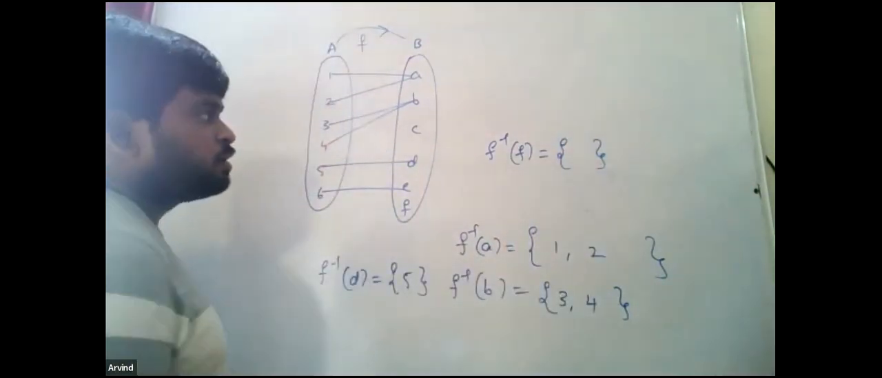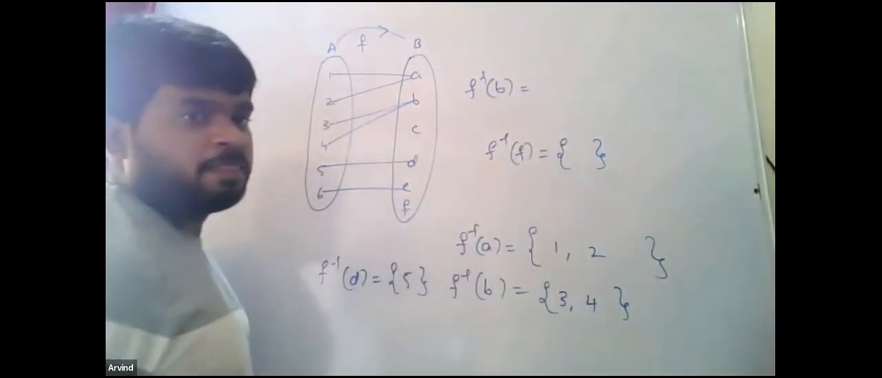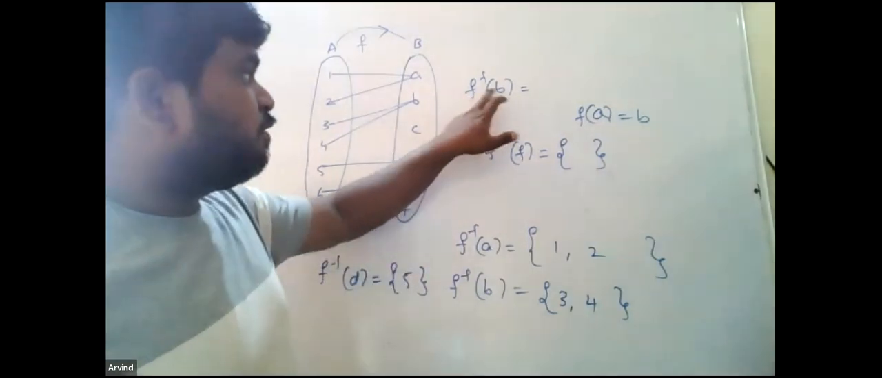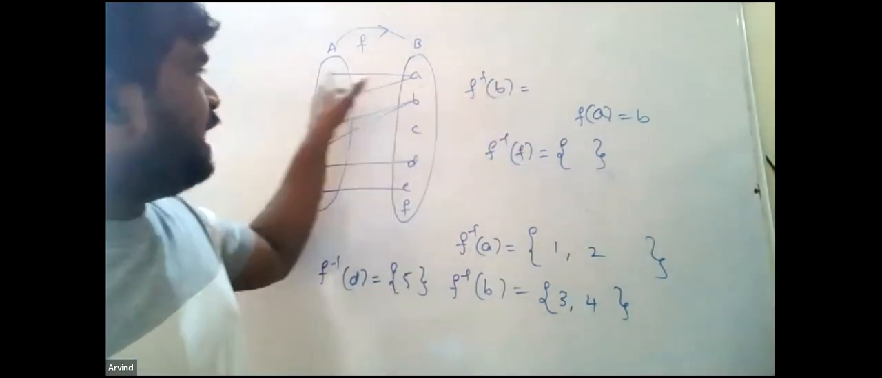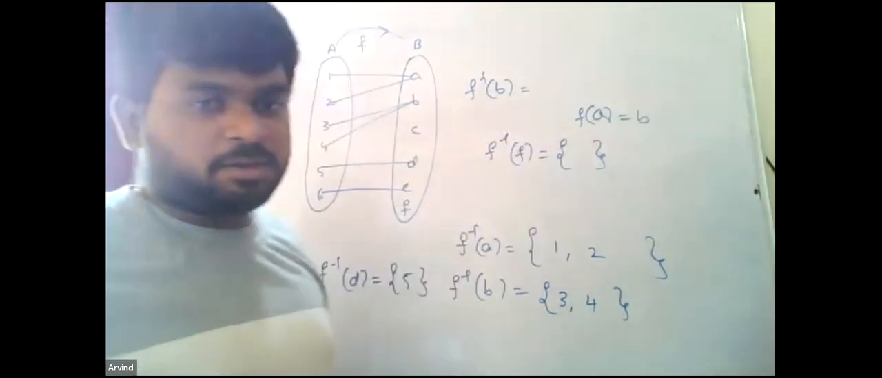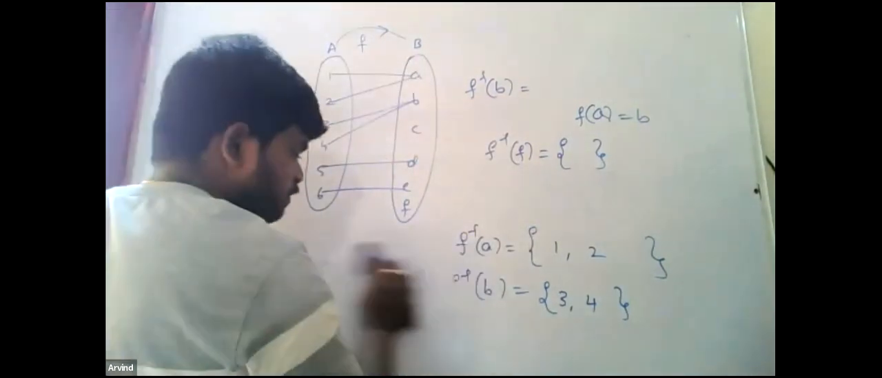Null set. So if I ask you F inverse of an element, then there should be some element in A such that F of A should be equal to B. When I ask F inverse of B, it means there is some element in A, and taking F of that element gives B. Or you can remember this also. Whichever is convenient, you can remember. Okay, this is F inverse.